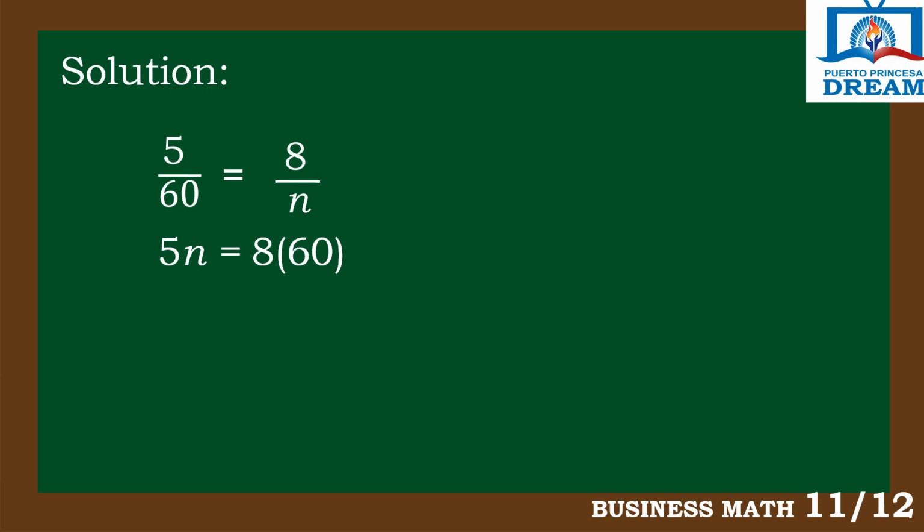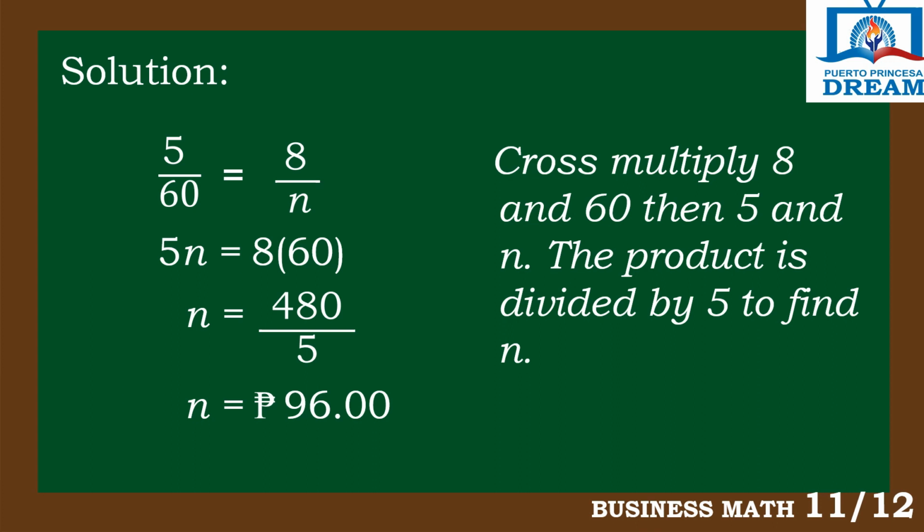After getting the result of cross multiplication, we divide the result by 5 to get the value of N. That is, N is equal to 480 over 5. And the result would be 96 pesos. What we did is we cross-multiply 8 and 60, then 5 and N. The product is divided by 5 to find N.